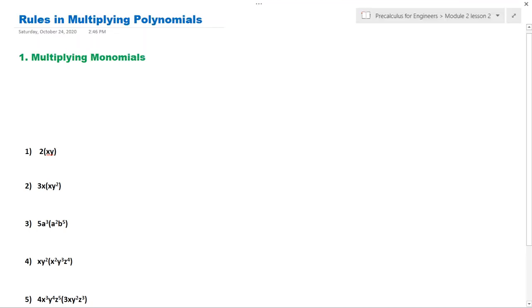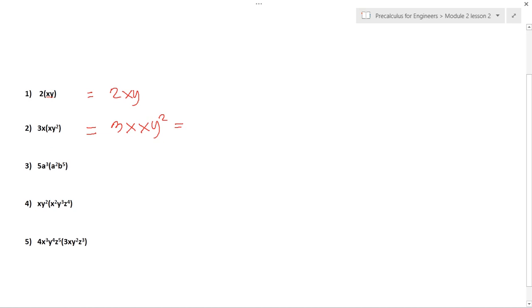Let's say we have 2 multiplied by xy. Just write them side by side, you have 2xy. So 2 now is the coefficient of xy. For the second, we have 3x times xy squared. Just write them side by side, class: 3x times xy squared. But after you write it, there is still something to simplify. Why? Because we have two x's here. So, rule of exponent, add their exponents. So we have 3x squared y squared.